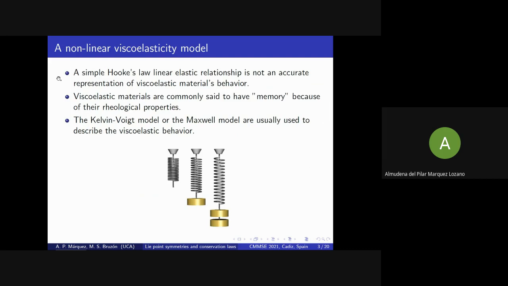Firstly, we consider a nonlinear viscoelasticity model. The simplest model for viscoelasticity is Hooke's law, but it's really simple. As we know, viscoelastic materials have a kind of memory because they have rheological properties. Here we are going to consider in particular the Kelvin-Voigt model, and also considered in many studies is the Maxwell model.